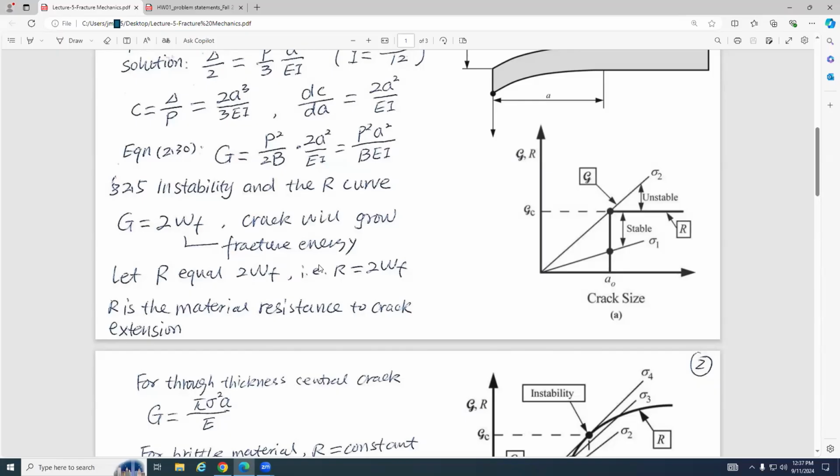And let's talk about this. G is energy release rate, and it equals 2 times fracture energy. If this equation holds, the crack will grow. Okay, we introduce a new concept R. R is resistance, write down R is resistance of the material. Let the resistance equal 2Wf, that means R equals 2Wf, and R is the material resistance to crack extension.